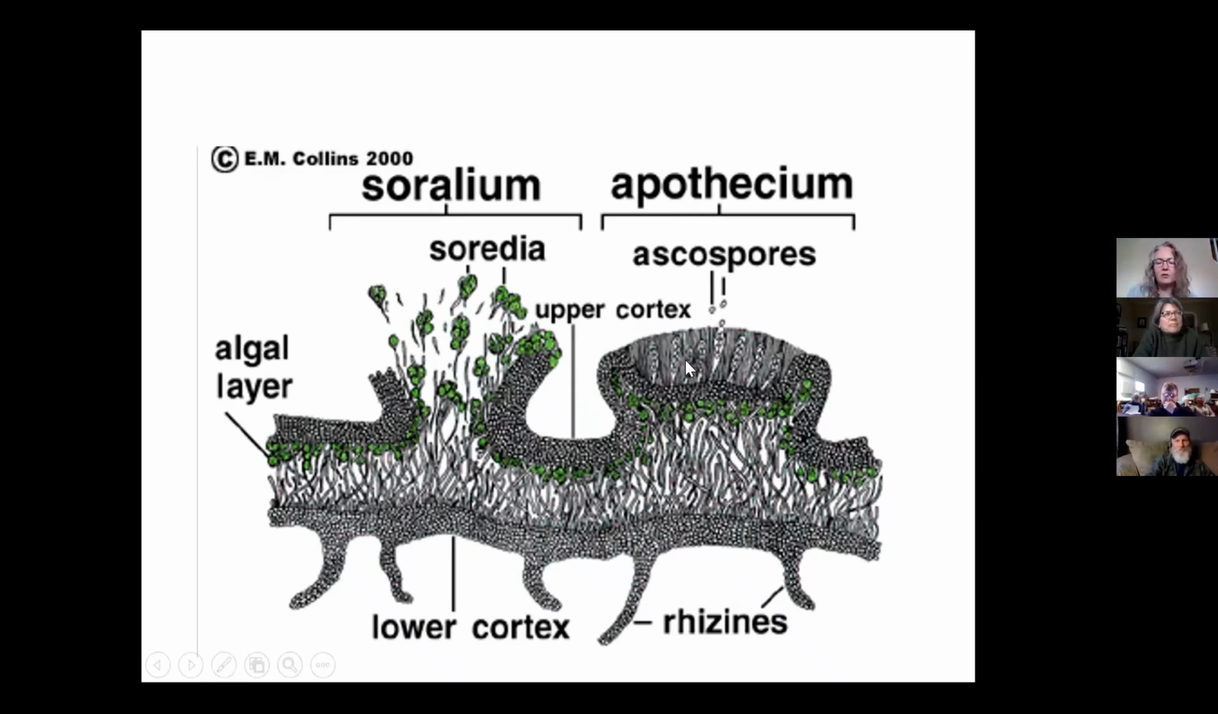So if you look sideways through here, you can see each structure has a packet of 8 spores, and we see these spores being released into the environment. When we're looking head on, we see that the apothecium looks like a disc.